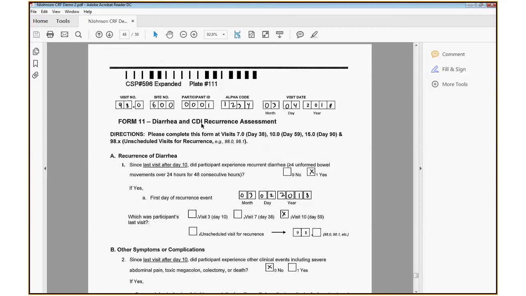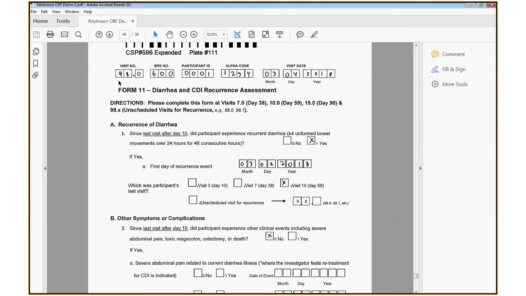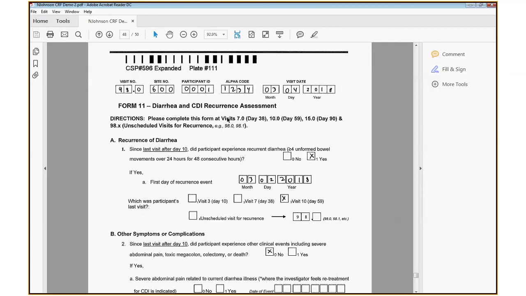Please complete this form. It will usually be completed on visit 7, day 38, visit 10, day 59, visit 15, day 90, and unscheduled visit for recurrence. This is basically assessing them for whether they've had a recurrence of diarrhea. If this happens at any of the other times, it's not really expected to have a positive result for diarrhea, unless they happen to have their recurrence at the same time as their normal appointment. If they do have a recurrence of diarrhea when they would have their normal appointment, it then turns into an unscheduled visit for recurrence.